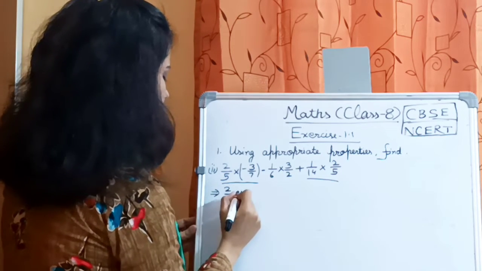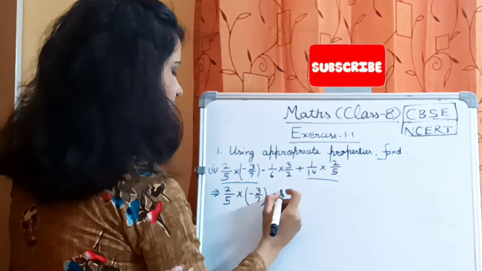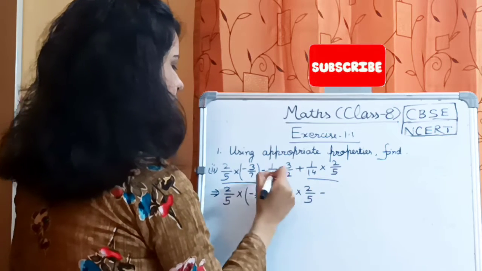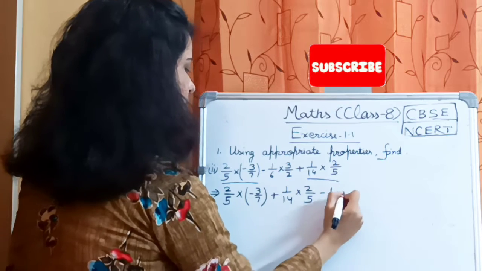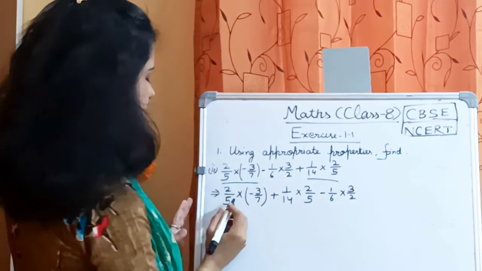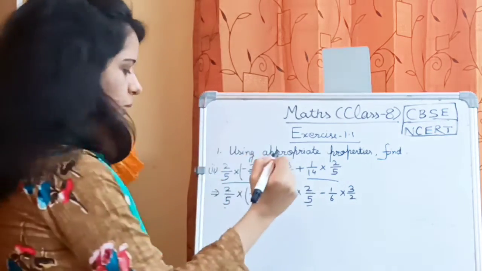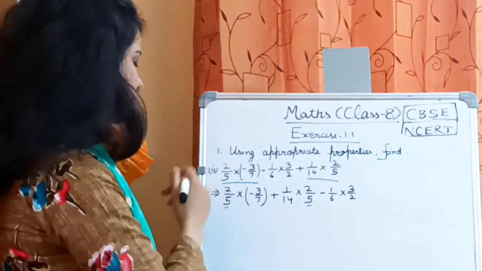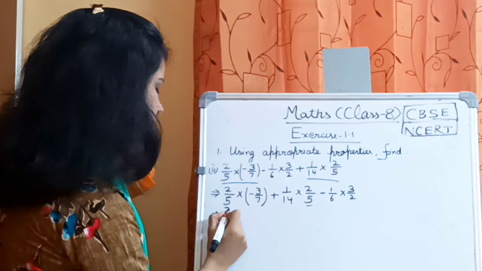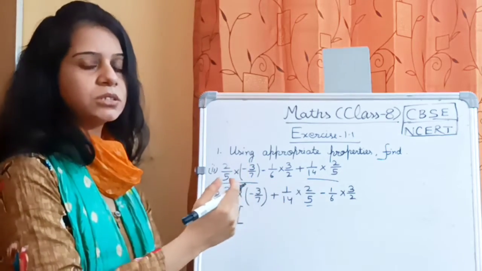So, 2 upon 5 minus 3 upon 7, and we'll write this term, plus 1 upon 14 into 2 upon 5, and this term will go there. Minus 1 upon 6 multiplied by 3 upon 2. Now, here as we all can see, 2 upon 5 is here and 2 upon 5 is here too. Now we can see that 2 upon 5 is common in these two terms. Now we'll simply write 2 upon 5 outside and the leftover term will write inside the bracket.